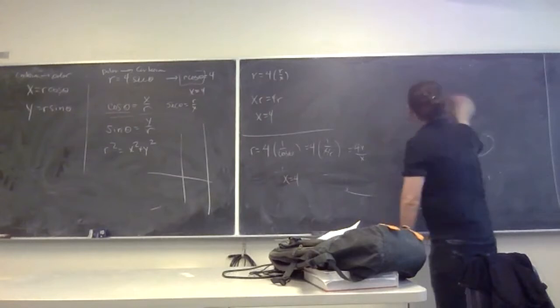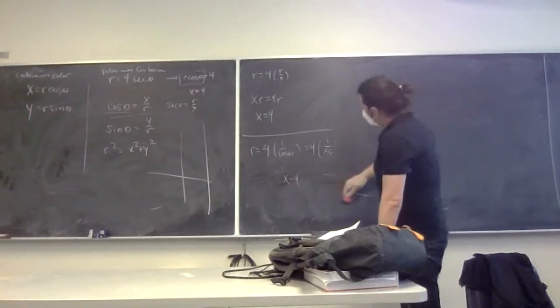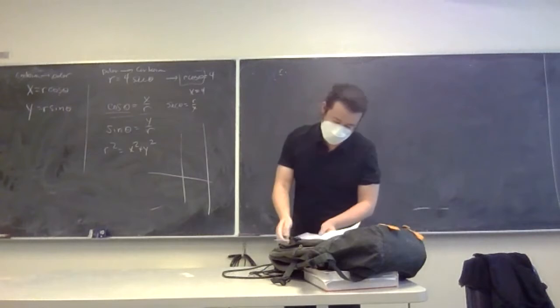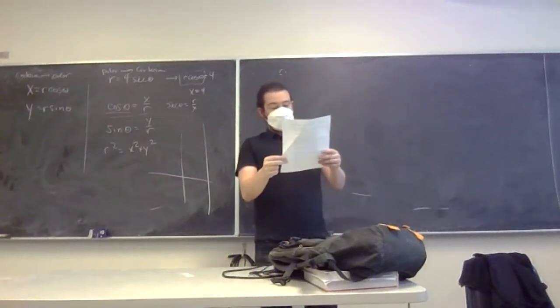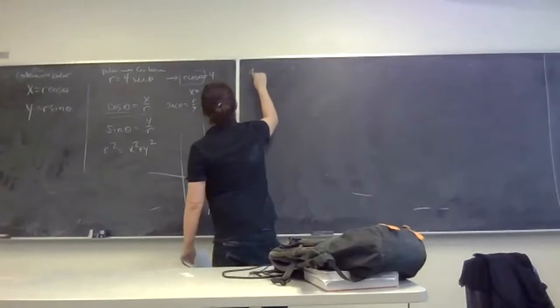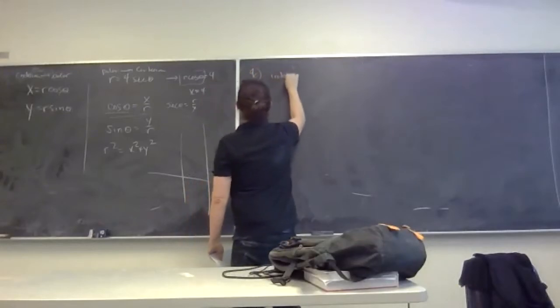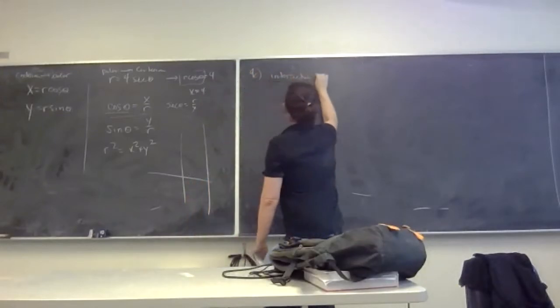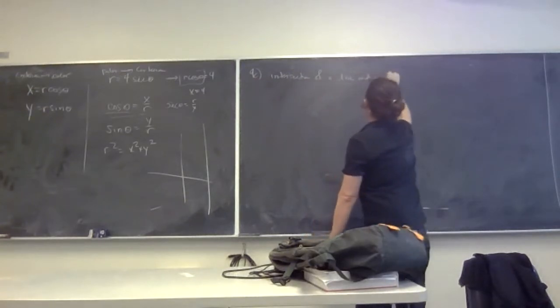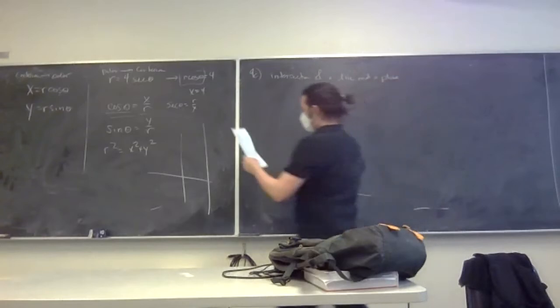What else? Do 9c. Okay, this is a good one. 9c. So this is the intersection point of a line and a plane. This one seems harder than it actually is.